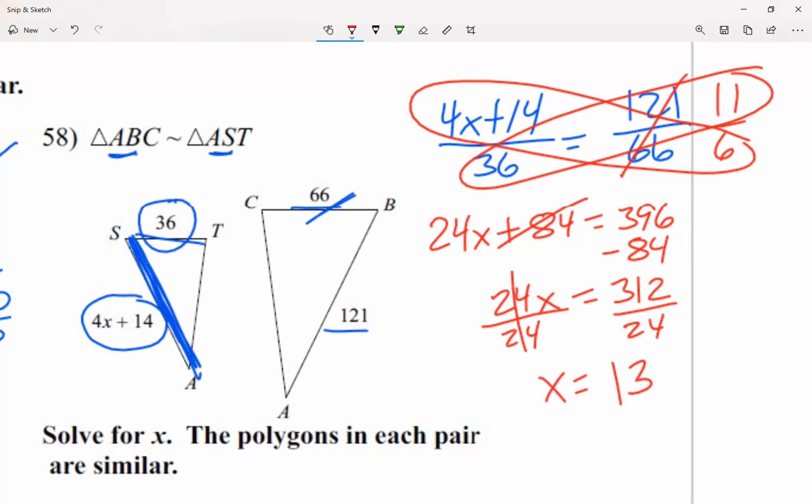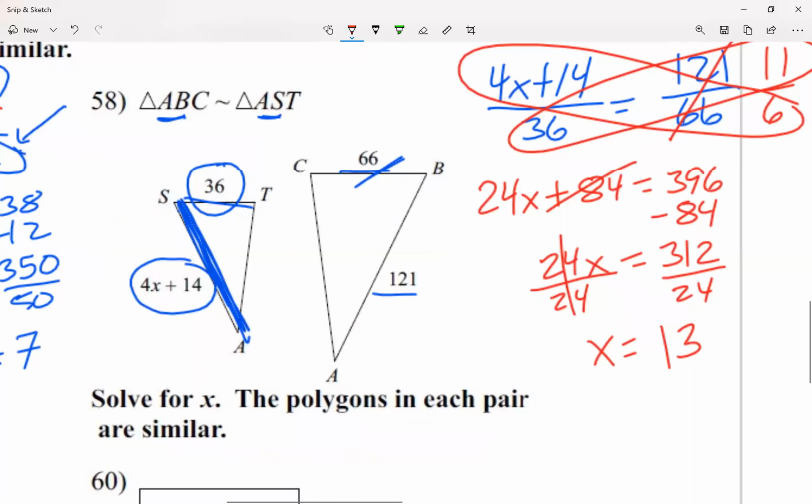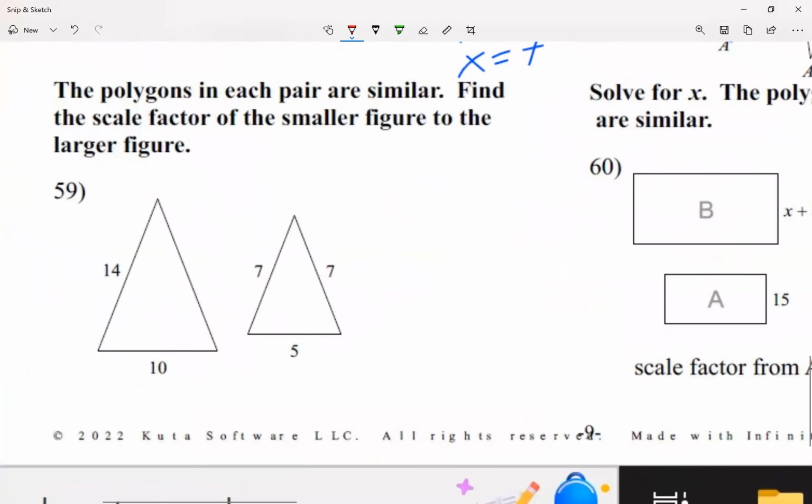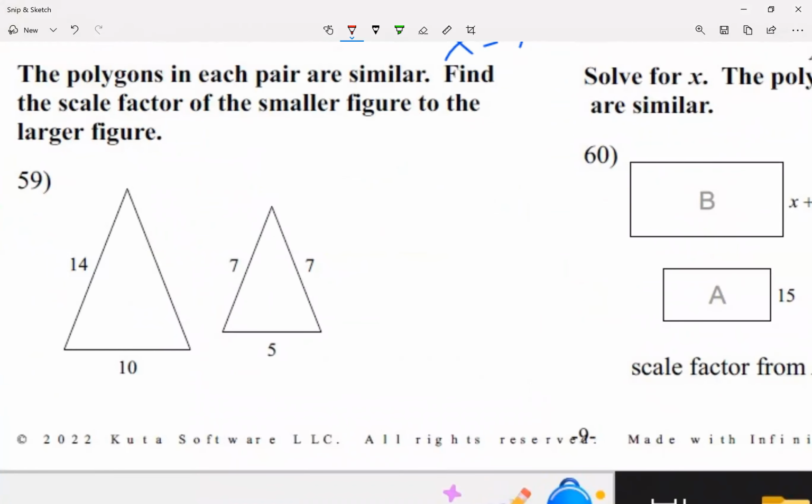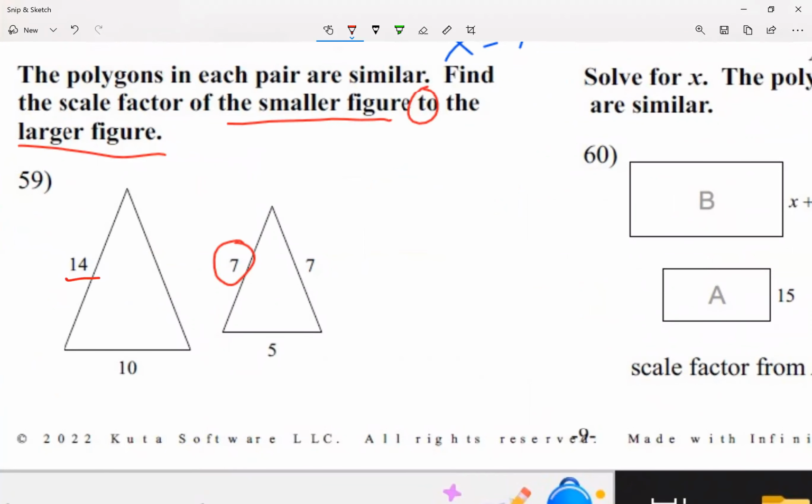Now let's take a look at number 59. In case I have it here, the polygons in each pair are similar. Find the scale factor of the smaller figure to the larger figure. Okay, so the smaller figure comes first. There's a few ways we can write scale factors. I'm going to talk about them right now. So I'm going to use this 7 from the small figure, which corresponds with 14.